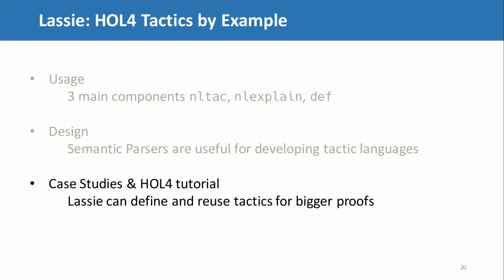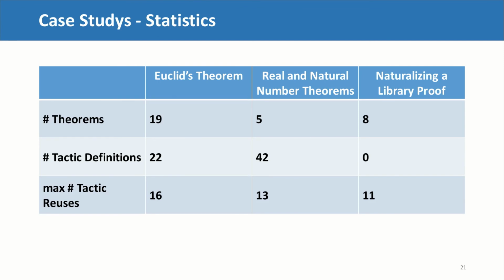First, I will quickly give you some statistics about the case studies. So, in total, we have performed 3 case studies, and on the top of the table here, I'm showing you their kind of descriptive names. One is for proving Euclid's theorem. Then we have one which proves some natural and real number theorems. And finally, we have naturalized a library proof such that it is, in our opinion, more appealing to a novice user.